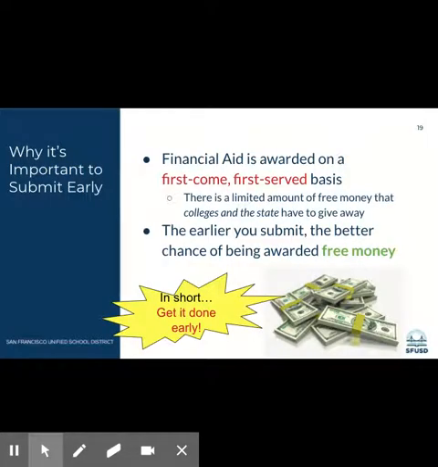Again, financial aid is based on a limited amount of money from colleges and government and is disseminated on a first come, first served basis. So the earlier you apply, the better. Get it done early, then you can focus on other things like your college applications, applying to scholarships, and doing well in school.